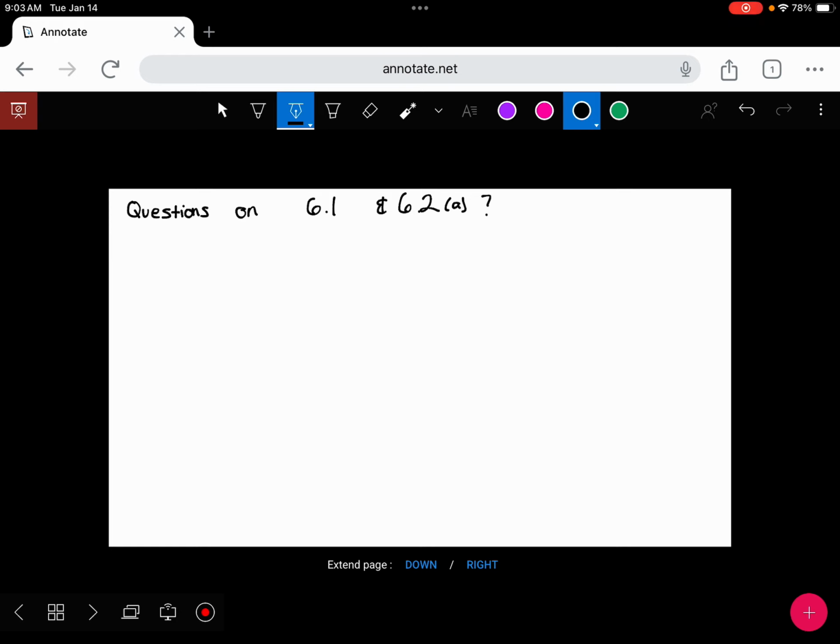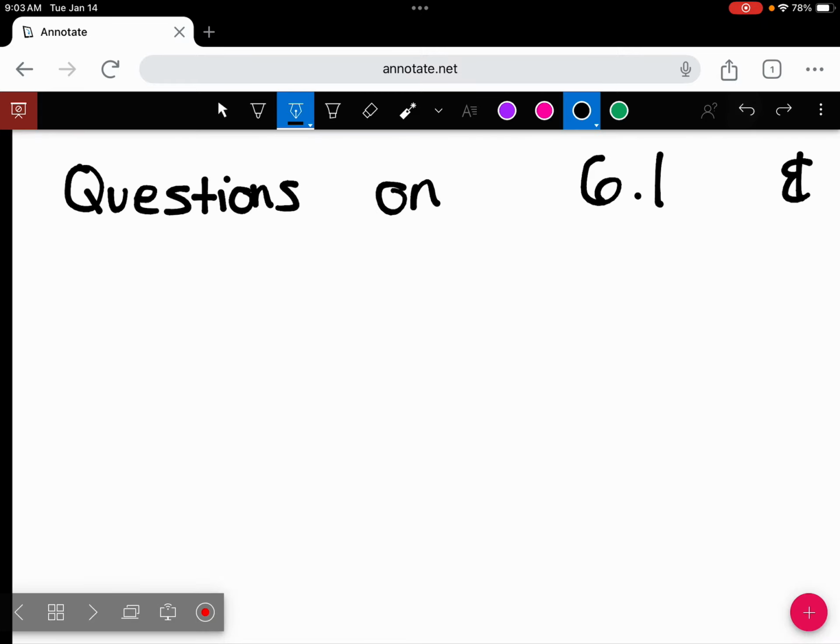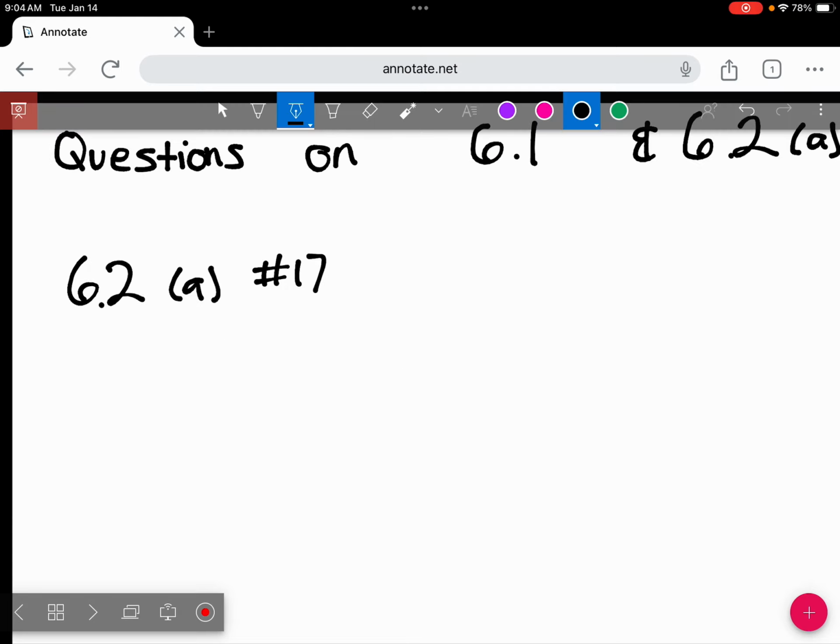Let's look at 17 on 6.2. Which one is that? Cool. So yeah, we did one very much like this yesterday. Looking at number 17 on 6.2a, we were given the sine of theta is 3/5.